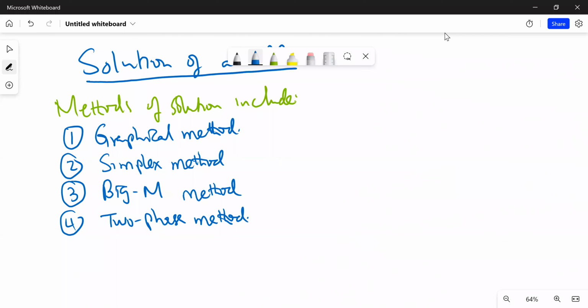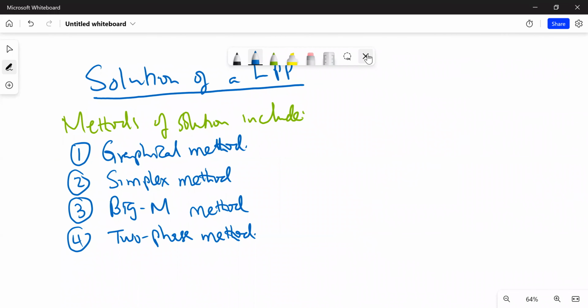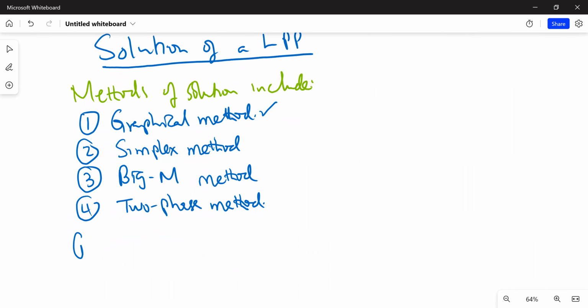So next, after formulating the LP model, the next step is to solve the LP problem. And there are various methods of solving an LP problem. We have the graphical method, the simplex method, the big M method, and the two-phase method. In this class, we shall restrict our discussion to the graphical method only.